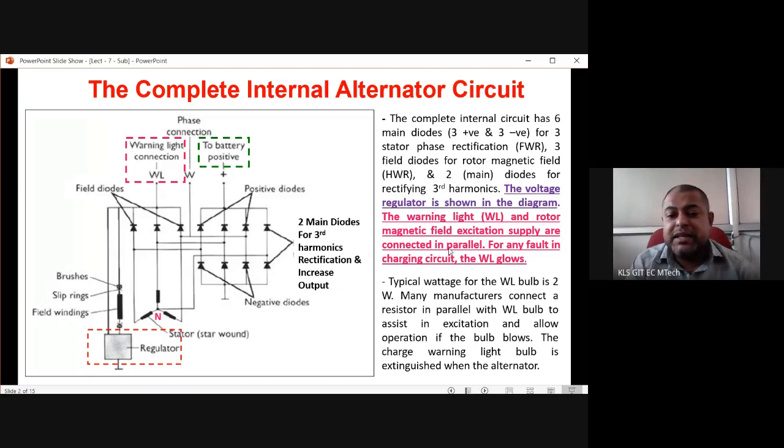It is said that the typical wattage for a WL bulb is 2 watt. So this is having a 2 watt wattage. Many manufacturers connect a resistor in parallel with the WL bulb to assess the excitation and allow the operation even if the bulb blows. Blows means even if it goes off or gets cut, if there is a parallel resistor with it, the supply of the ignition and other things will be on. The charge warning light bulb is extinguished when the alternator is functioning.